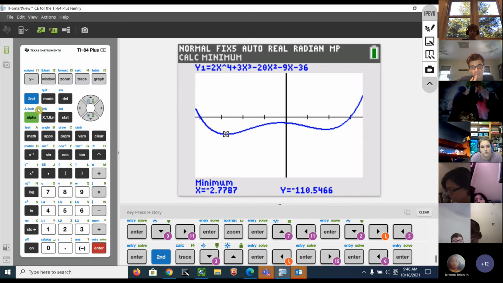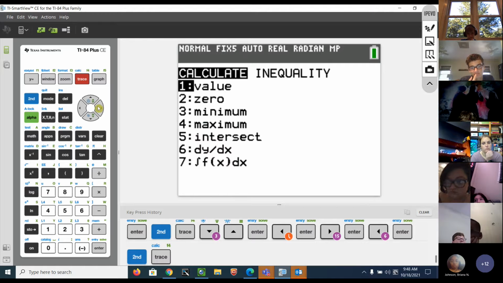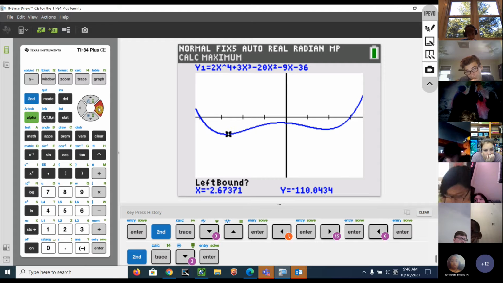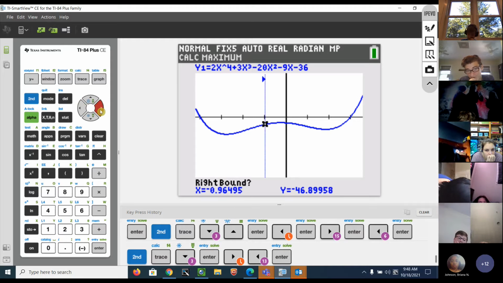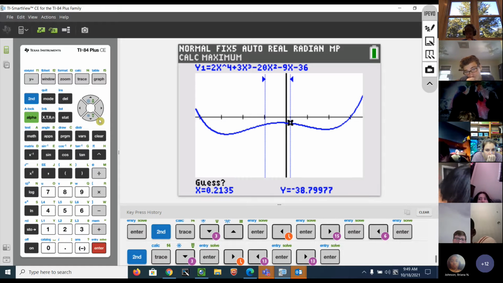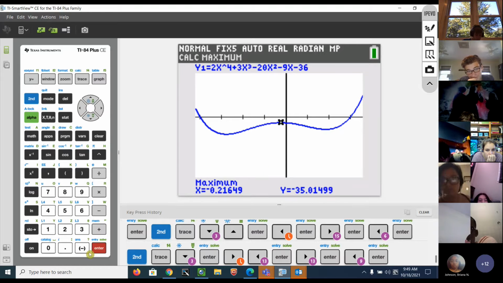Now I'm going to find my max, second trace, max. And my left is going to be right about there, and my right is going to be right about here. And my max, I think, is right in there. -0.22, -35.01.